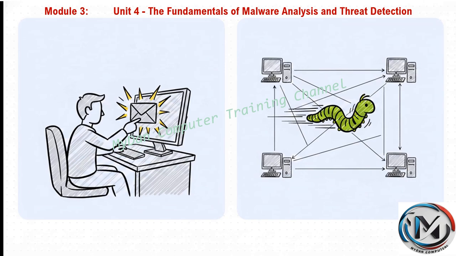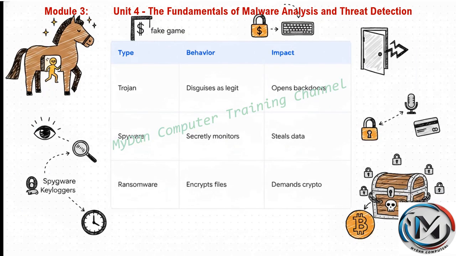A worm, on the other hand, it doesn't need your help at all. It just breaks the door down. It spreads automatically and incredibly fast across networks, exploiting vulnerabilities to jump from machine to machine completely unassisted. Let's keep going down the lineup. We have 3 more major suspects here.